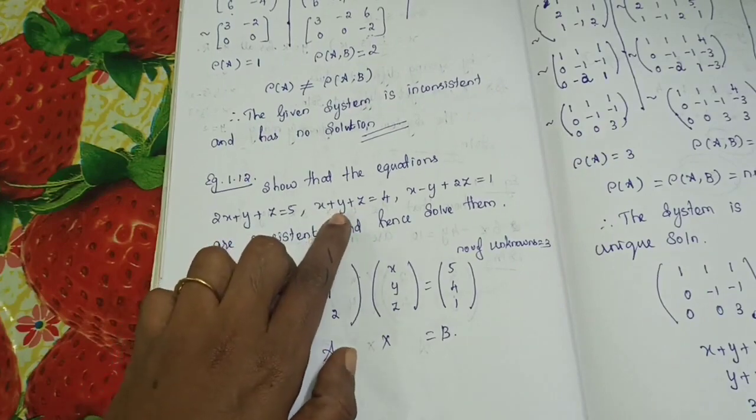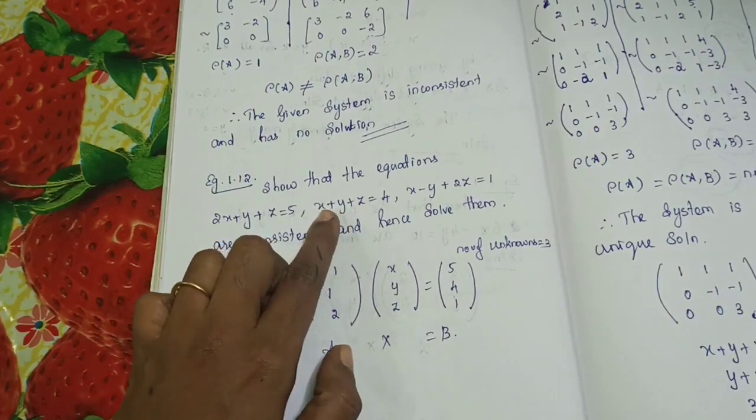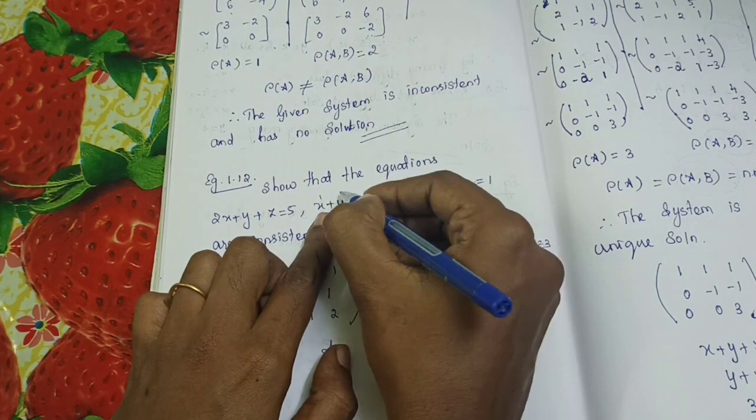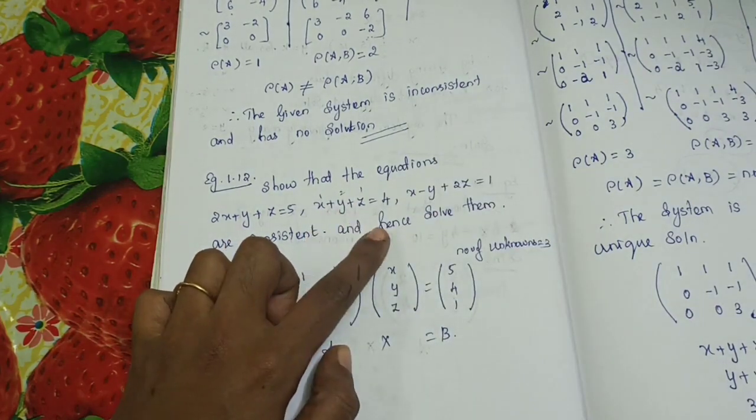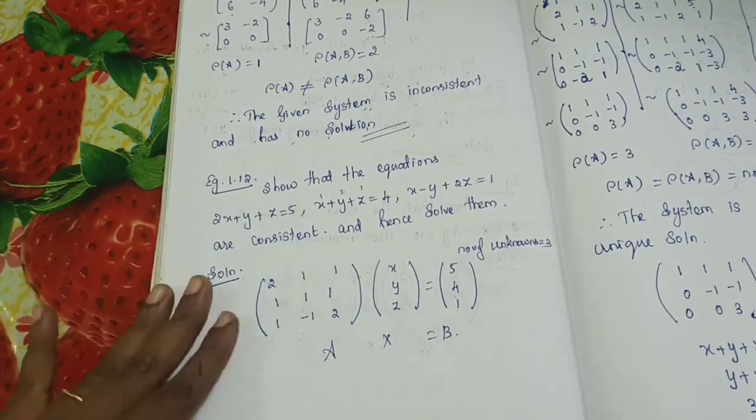We check here. So x value we got is how much? 1. Is it right? y value is 2, z value is 1. So 1 plus 2 plus 1 is equal to 4. So our answer is correct.